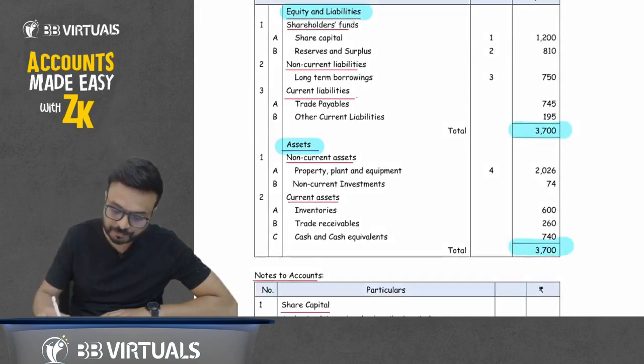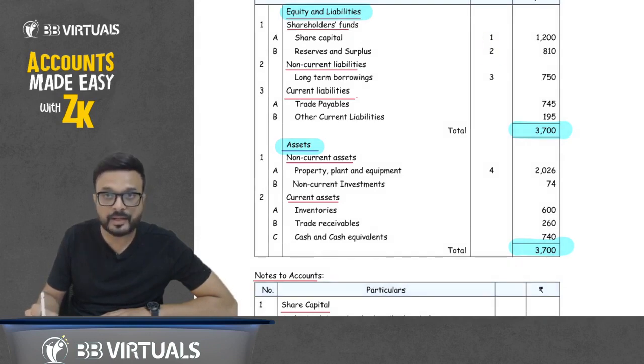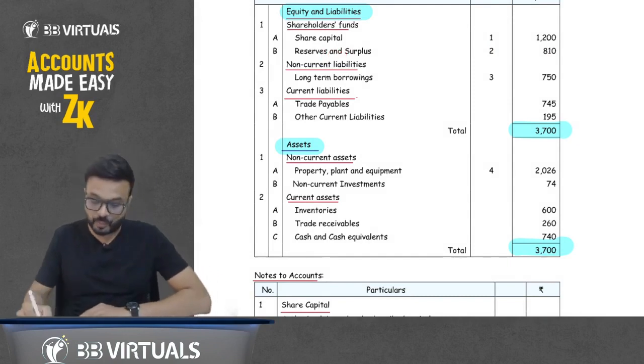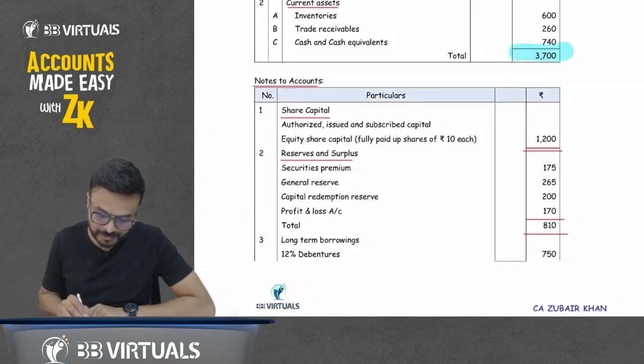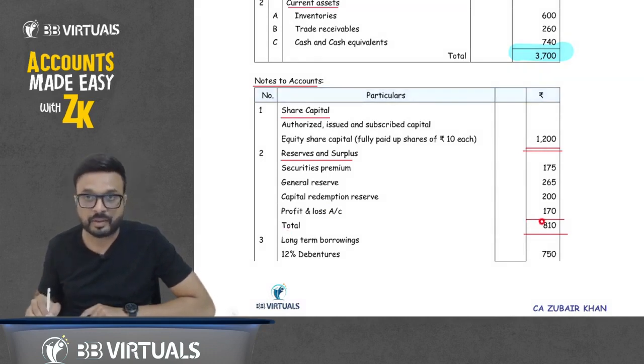You can see here note 2. Note 2, 810, is related to reserve and surplus. So here you can see reserve and surplus: securities premium balance 175, general reserve balance 265, capital redemption reserve 200, profit and loss account 170. So the total is 810. The total detail of this 810 is given; these reserves are covered under reserve and surplus.